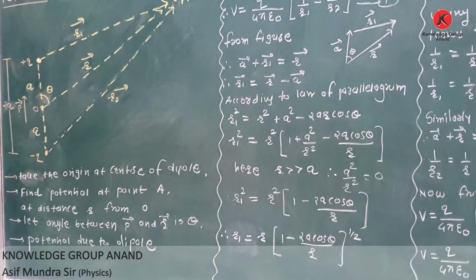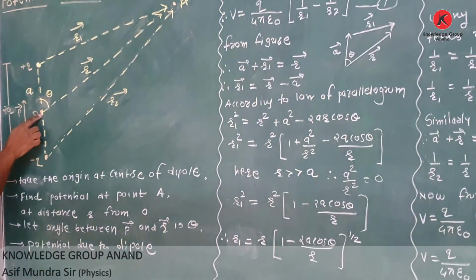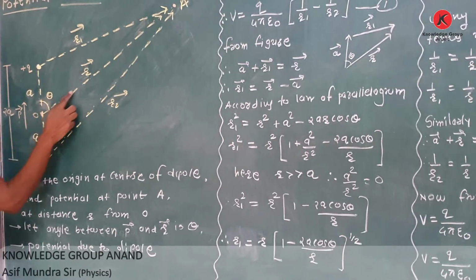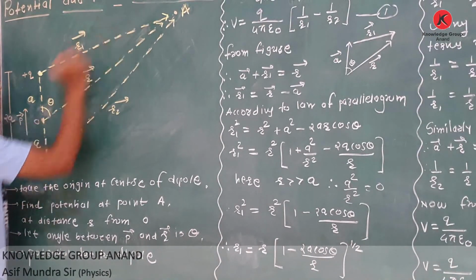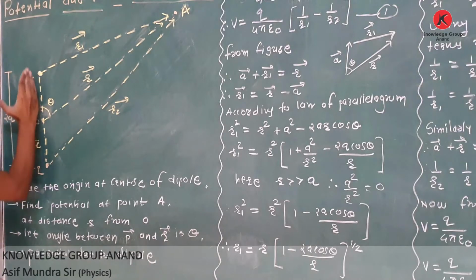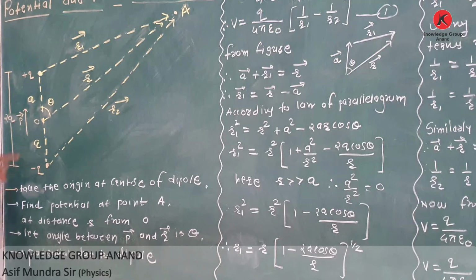We are also assuming one more thing. From center O, the position vector of A is r in this direction. P, the dipole moment, is in the vertically upward direction as shown in the figure. What is the angle between r and P? Let theta be the angle between P and r.